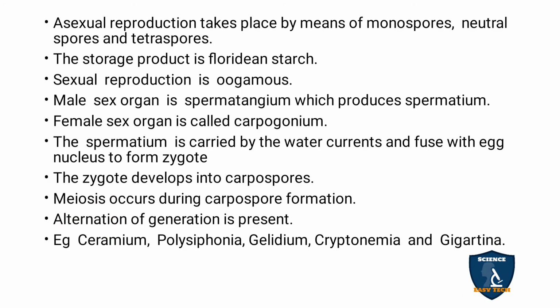Asexual reproduction is through monospores, neutral spores and tetraspores. The storage food material is floridean starch. This they may ask in 1 mark. And sexual reproduction is oogamous type. The male sex organ is the spermatangium. It produces spermatium. And the female sex organ is the carpogonium.